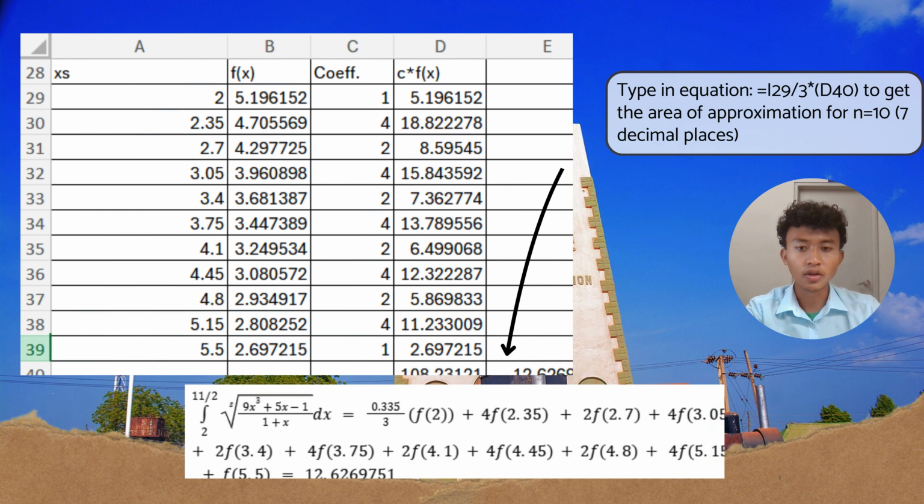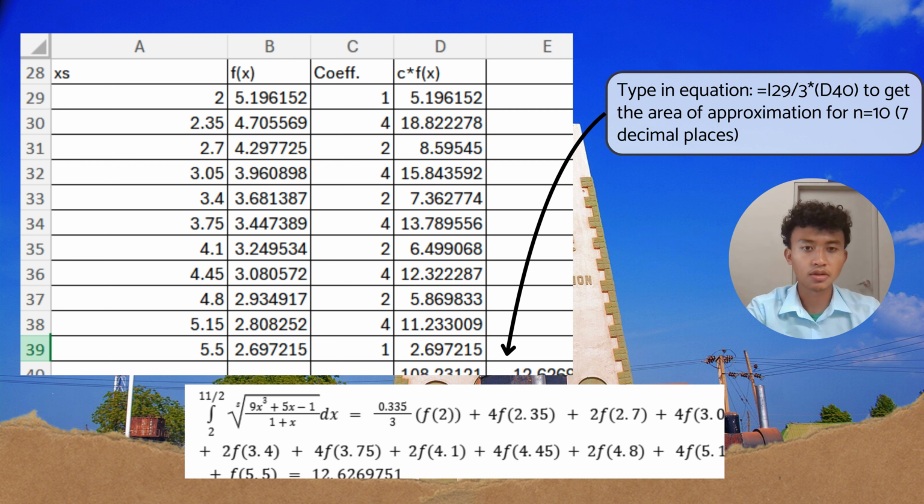And for the last part of the 10 subintervals, you're going to have to type in the equation equals I29 over 3 times the total of all the calculations to get the area of approximation for n equals 10 because we're doing 10 subintervals. And as you can see below, that is the equation that you get when you put all of the values in the table into an equation, which will ultimately give you the end value.